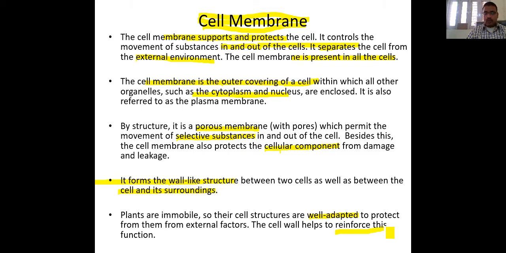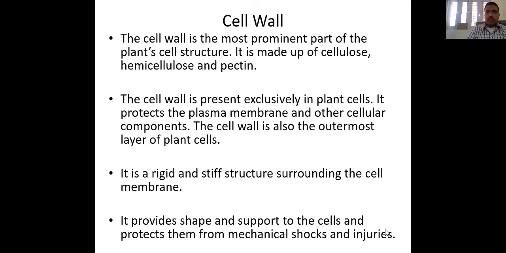Now the second thing is known as the cell wall, very important. This cell wall is the most prominent part of the plant structure. It is found only in plant cells, not in animal cells. Now, how is it made up? It is made of carbohydrate, that is cellulose.